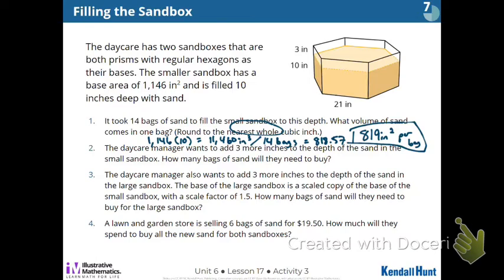It's not square, it's cubic. Thank you, Vinny. Okay, so that's one bag.